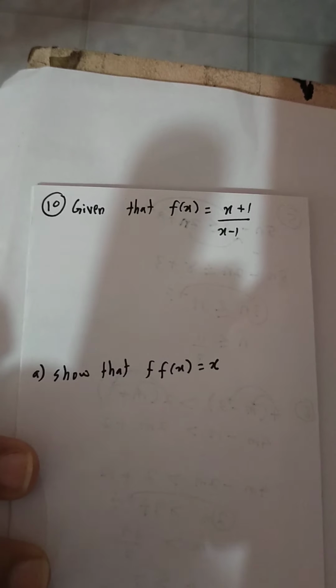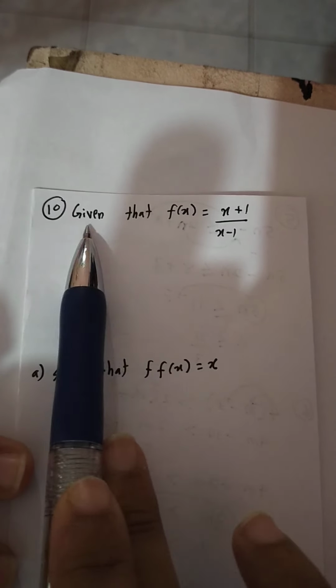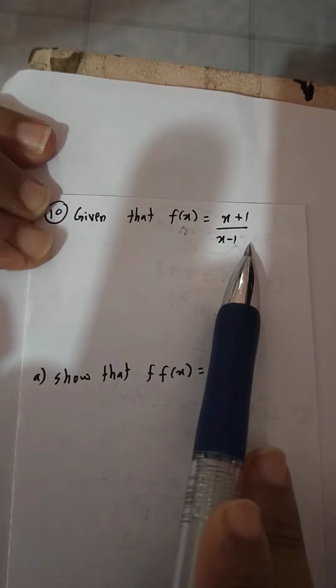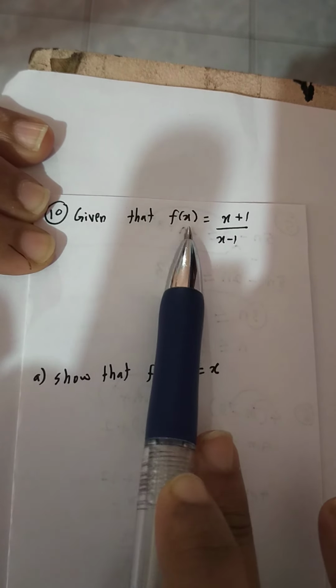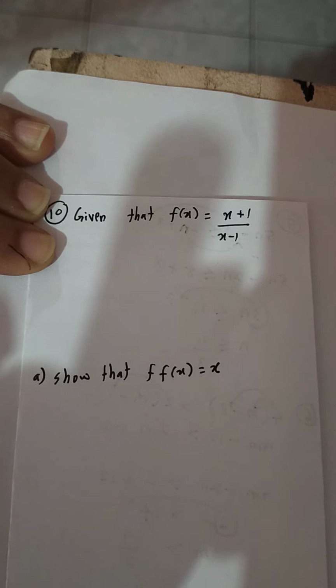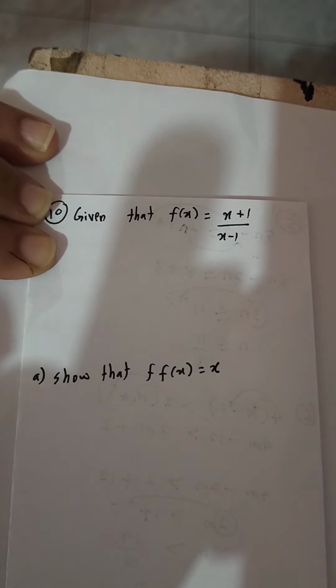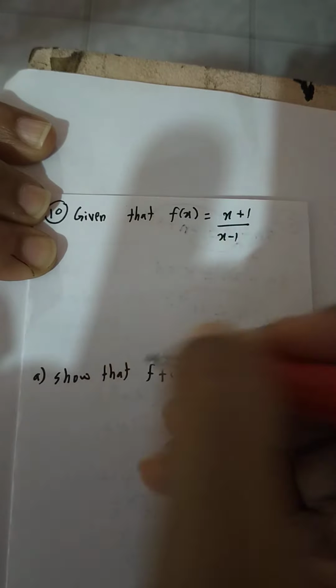Okay, I will try my best to explain this question to you. The question says that given that f(x) is equal to (x plus 1) over (x minus 1). So here is x, and f is generated by x. Let me show you an example first before I go into our real problem.